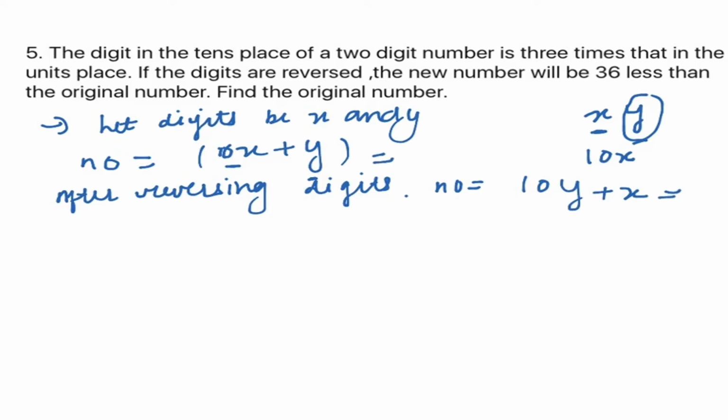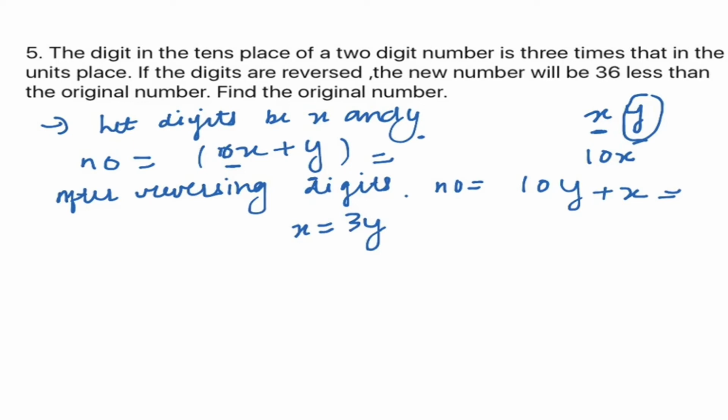Now the other thing they have given is that the tens place digit is 3 times the unit place digit. Here we let the digit at the tens place be x and at the unit place be y. So they have given that x is equal to 3y. This is the condition that they have given in the question.